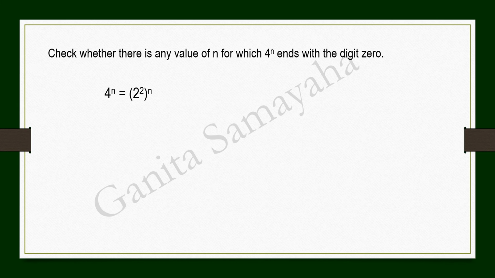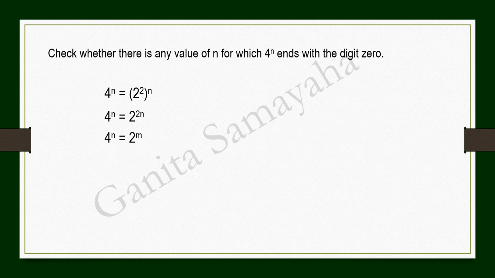4 to the power n can be written as 2 to the power 2, whole to the power n. 4 is written as 2 squared, raised to the power n. We know (a to the power m) whole to the power n is a to the power mn. So this can be written as 2 to the power 2n. So this 2n is some integer m, isn't it, children? So we write 4 to the power n is equal to 2 to the power m.